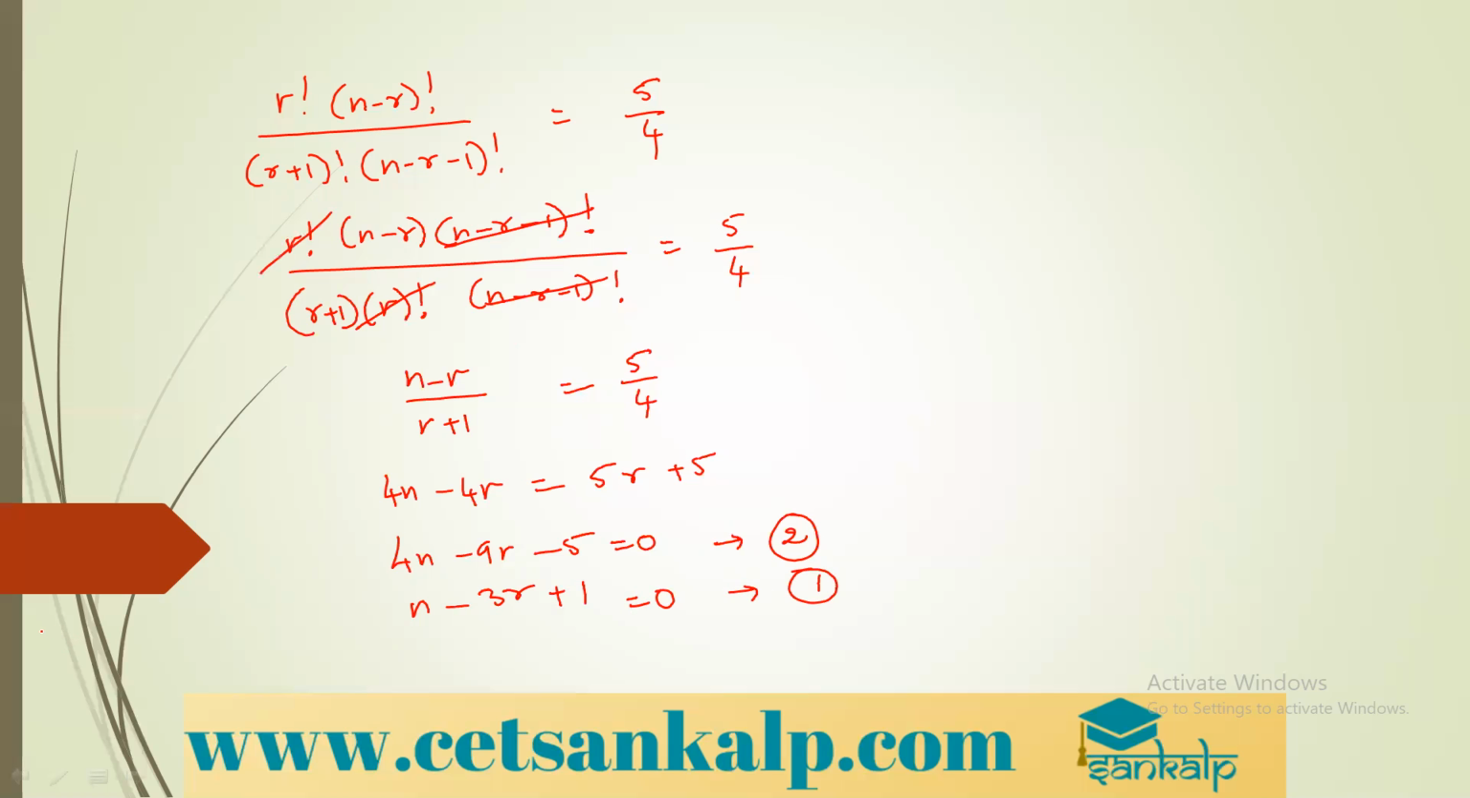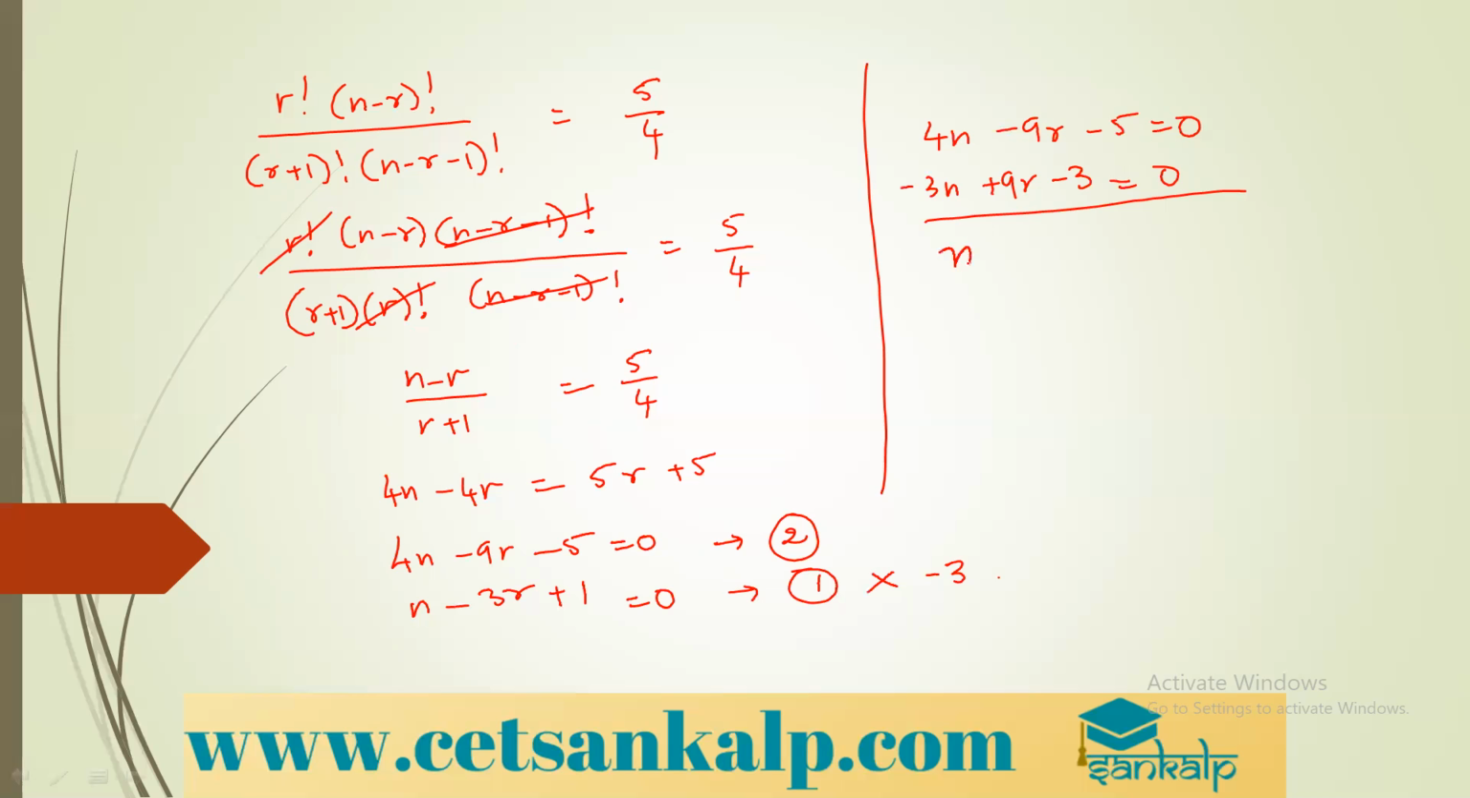Because we have to find n, you can multiply equation 1 by minus 3. So I am writing here, I will have 4n minus 9r minus 5 equal to 0. When I multiply by minus 3, minus 3n plus 9r minus 3 equal to 0. I will add these two equations. So n, these two will cancel, minus 9r and plus 9r. n minus 8 equal to 0, or I get n equal to 8. So this will be your answer. They asked us to find n.